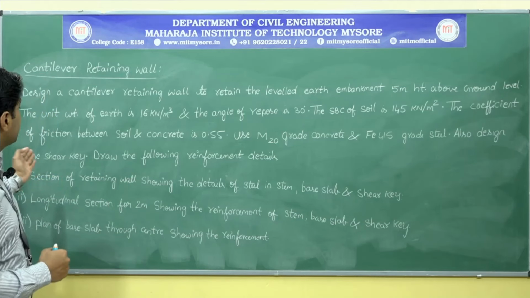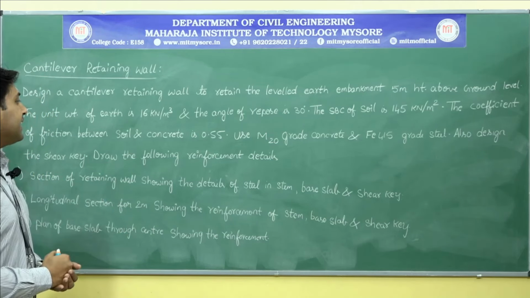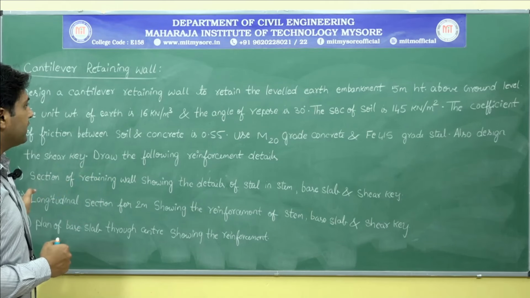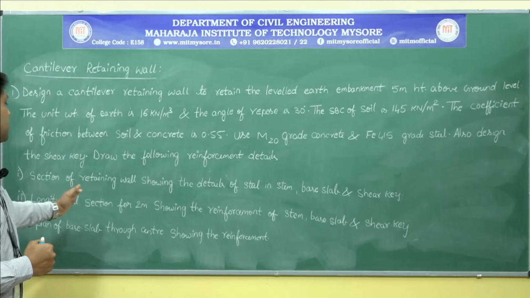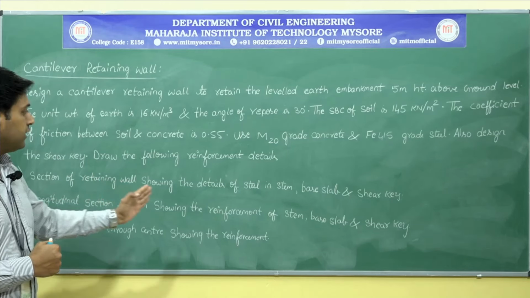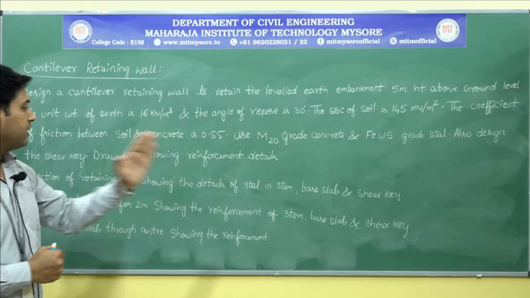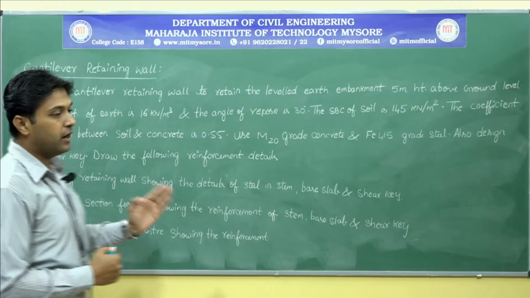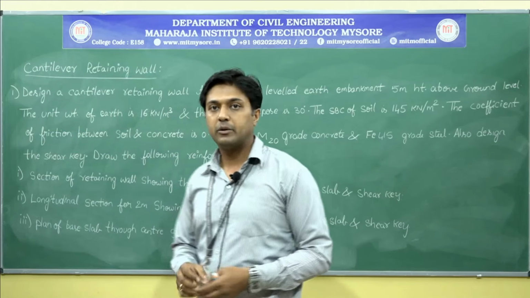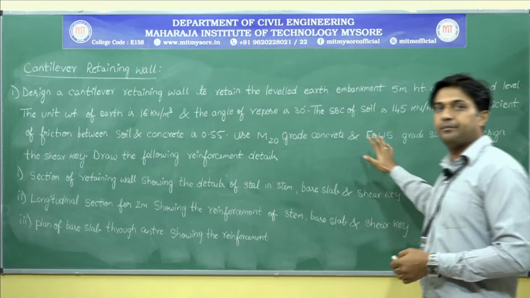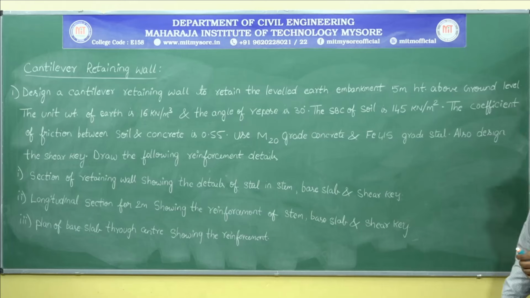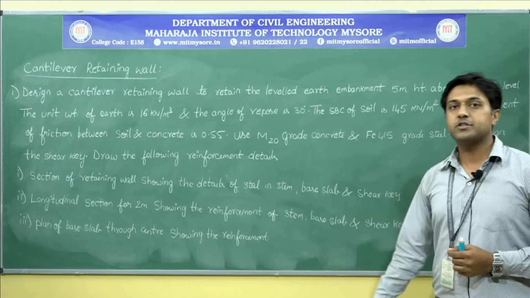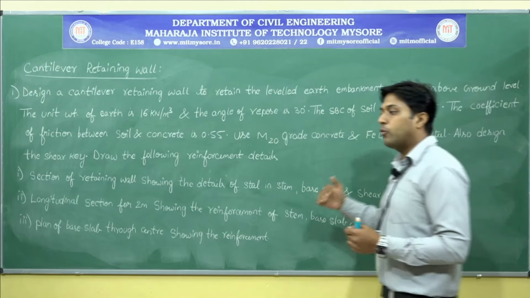The first one is the section of the retaining wall showing the details of the steel in the stem, base slab and shear key. The second one is a longitudinal section for 2 meter showing the reinforcement of the stem, base slab and shear key. The third one is the plan of the base slab through the center showing the reinforcement. So this is the question that I have taken. Now let me try to design by solving it, one by one.